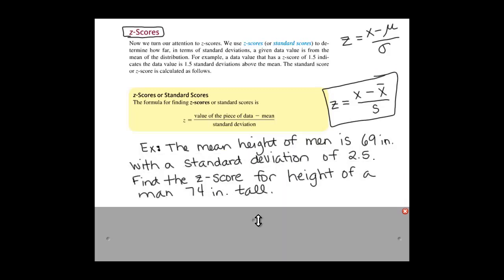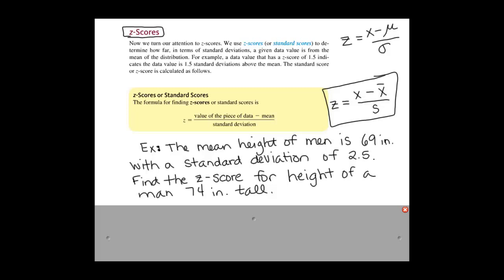However, another way of writing this formula, if you were using data from a population, would be the piece of data minus the mean, which would be represented with mu, over the standard deviation, written that way if you were looking at a population. I'm going to stick with this one. Let's look at an example.